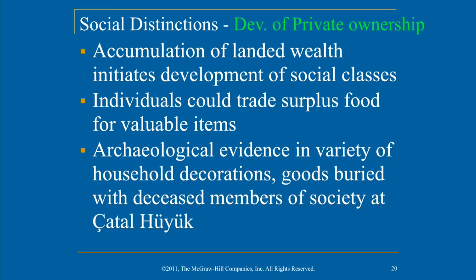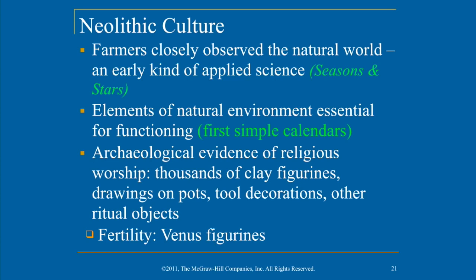Now we get to the Neolithic culture. Farmers are going to start to closely observe the natural world. This is an early kind of applied science. They're looking at the seasons and the stars. They're able to figure out that, hey, sometimes the sun rises over that tree right there, and then a couple days later it rises a little bit to the right of the tree. And when you're able to figure out how the stars move and the seasons move and what kind of things are going on in the environment because you're in one place, you're able to make predictions a little more readily in certain areas. Elements of the natural environment are essential for functioning. Basically, they start to develop the first simple calendars. If you plant at the wrong time in the wrong areas, you're not going to get a lot of food.